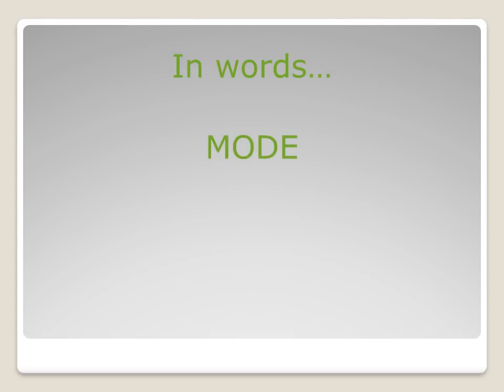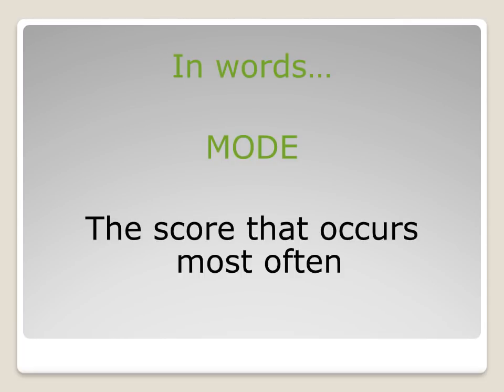So the easiest of central tendencies is the mode. The easiest meaning it's the easiest to calculate. So in a sense, we've saved the best for last. And in words, the mode is the score that occurs most often. If you notice, all of these measures of central tendency are talking about a distribution in one particular number to describe the center of that distribution.